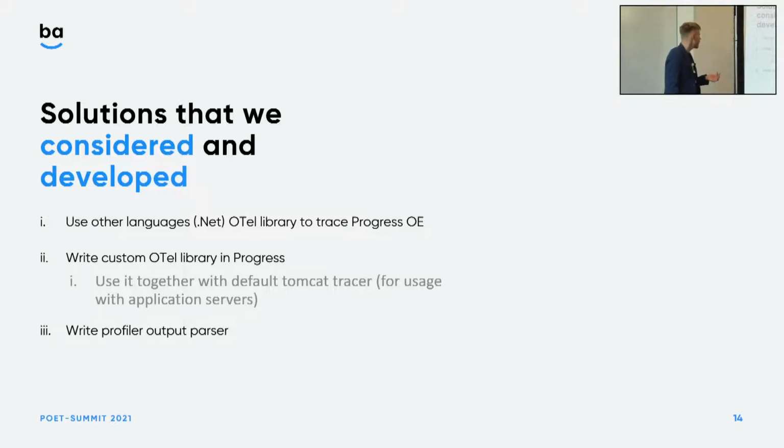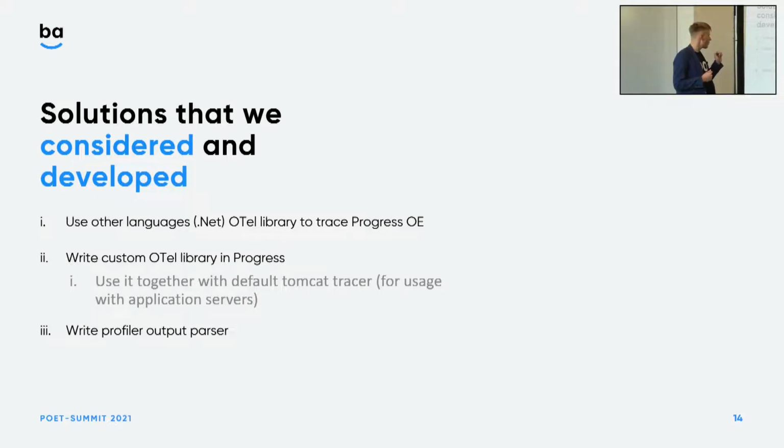So what we have considered to implement, there you're going to see an acronym OTEL, which is OpenTelemetry. Don't think about it too hard right now. I'm going to present it later. Many of you might know that OpenEdge can inject .NET code into OpenEdge's functionality. And we thought that .NET already has an OpenTelemetry library, so why don't we inject it into OpenEdge? But it's not that easy.